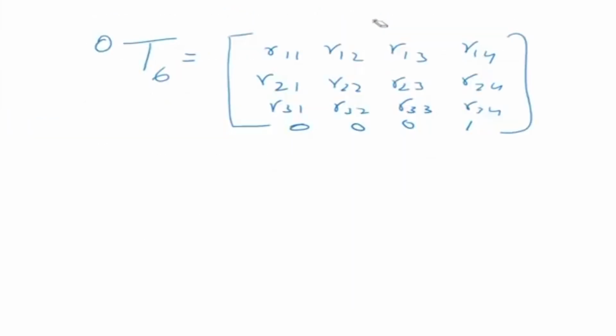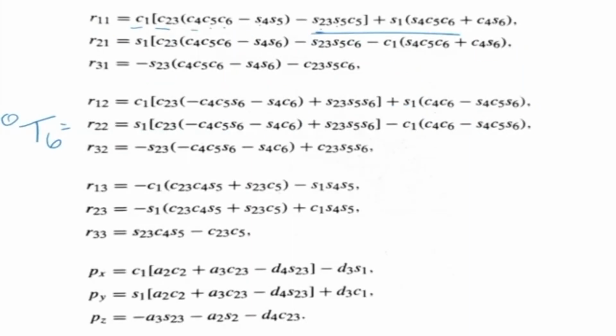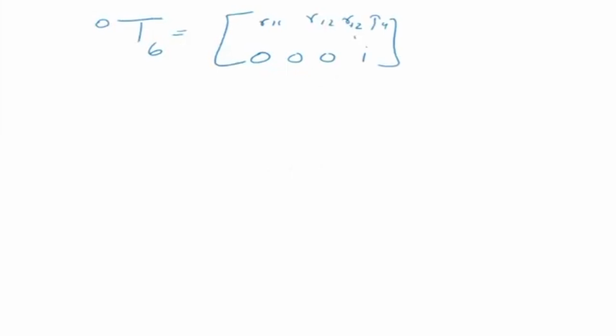So we have T0 to 6 equal to R11, R12, like that. This is something we have seen, the matrix we just saw. This is 0, 0, 0, 1. So this is R12, 13, and 14. Sorry, this is Px. In the previous one also, I think I made that mistake. So this is Px, Py, and Pz. Sorry. So this is Px, Py, and Pz.